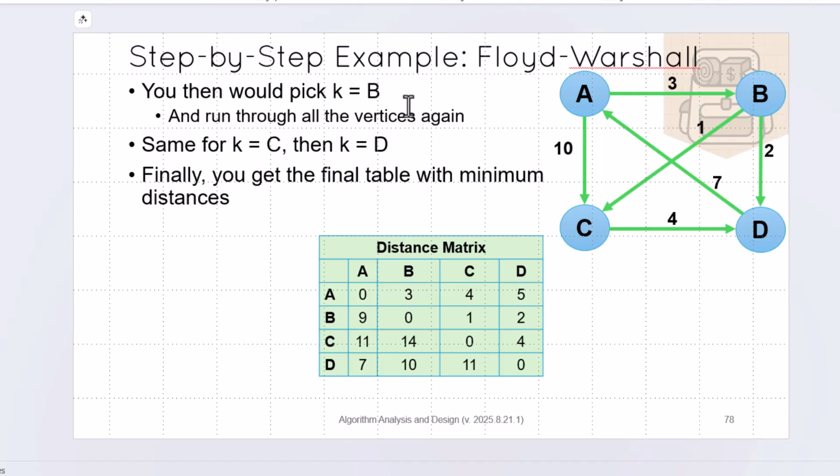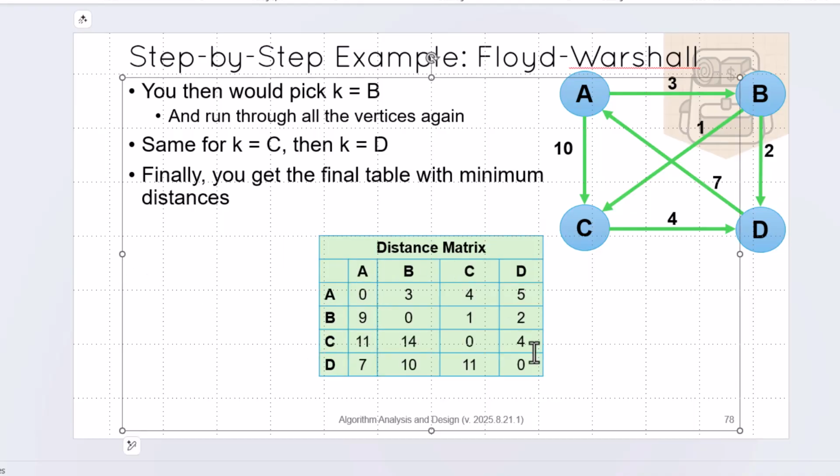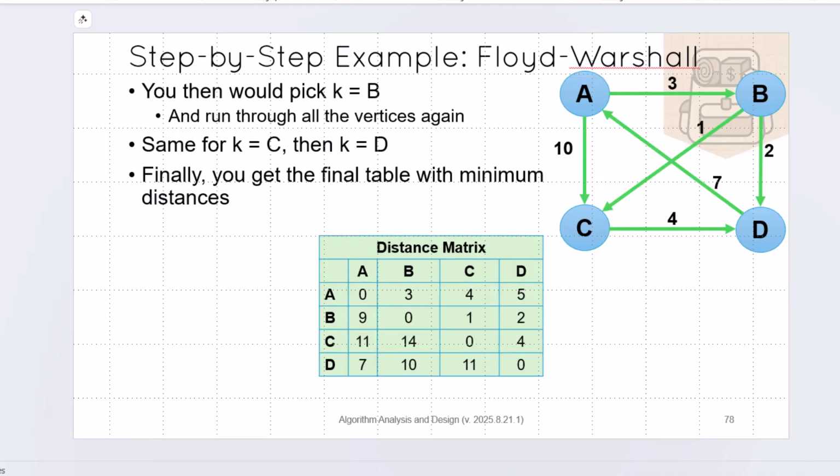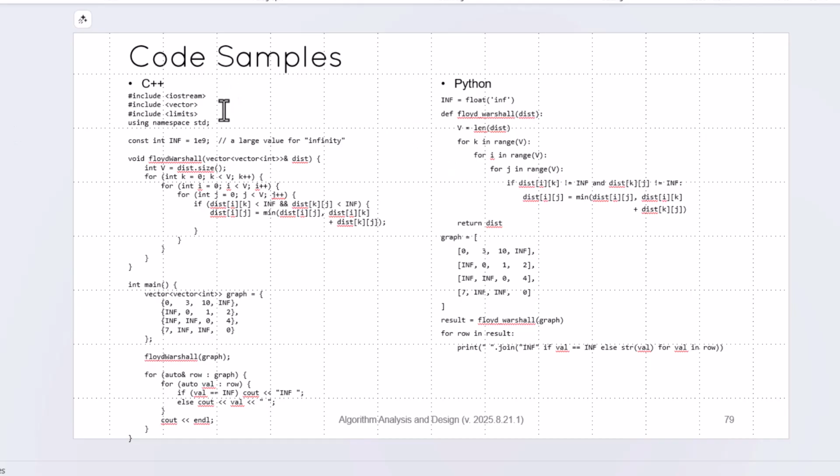I'm not going to do the whole thing, but I showed you the step-by-step on A. You would do it for B, then the same for k equals C, then k equals D. At each step, you'd be improving the table, and you'd eventually get this final table right here with all the minimum distances. Awesome. Okay, there's some C++ code, very small, not going to go over it.